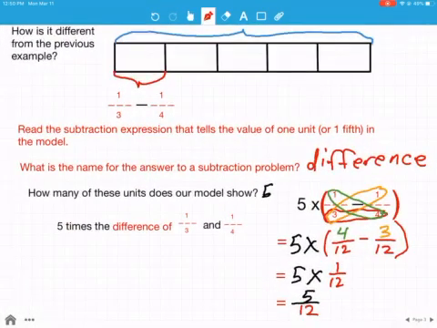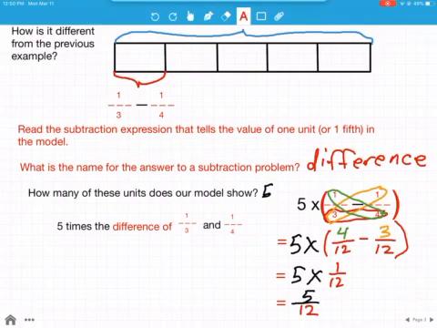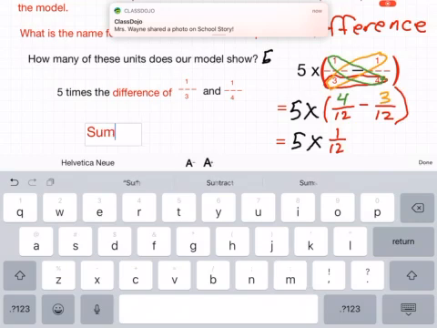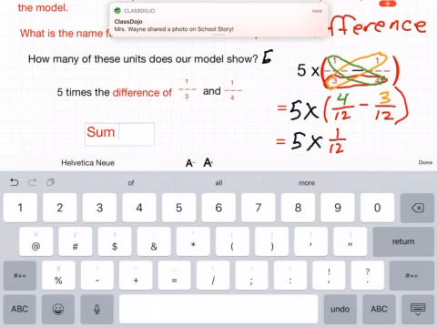Now, if it was an addition problem, the only difference, of course, would be that we would add these together, the sum of 4/12 and 3/12, and then get a different answer. Okay, so the student should know sum is the same as addition.